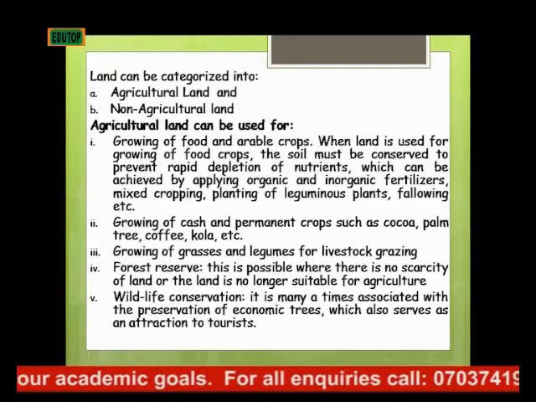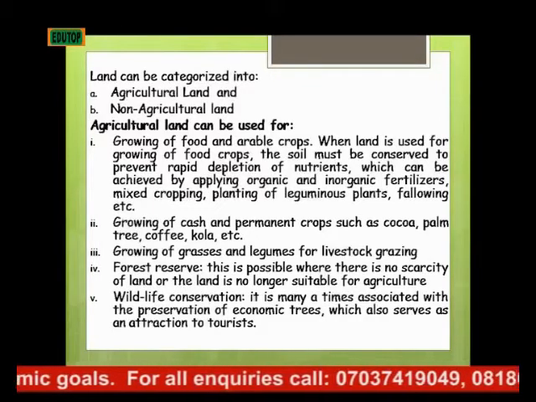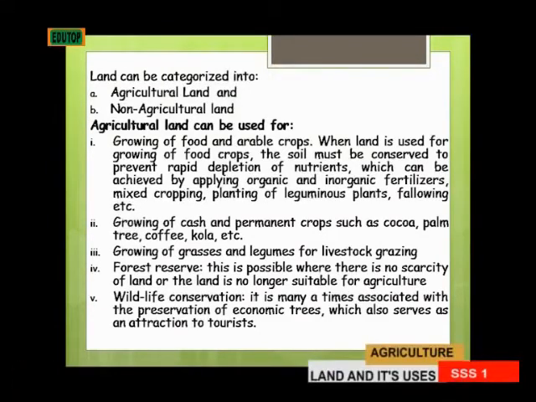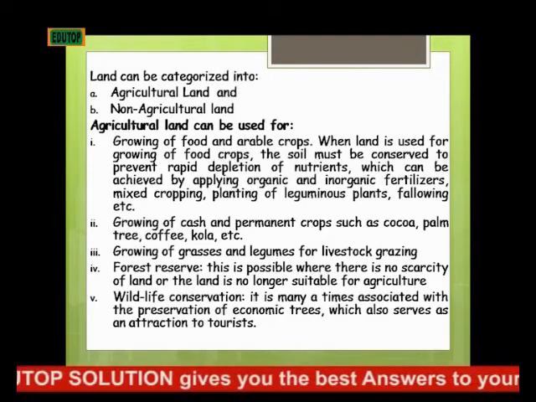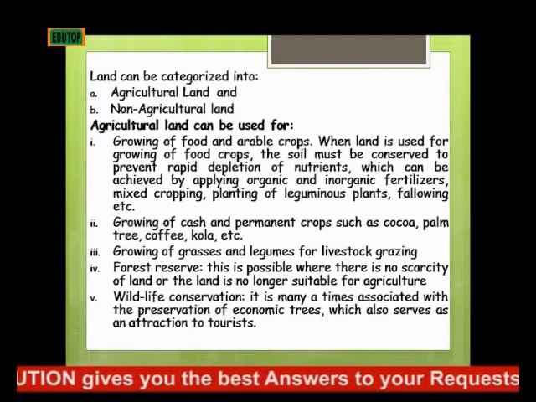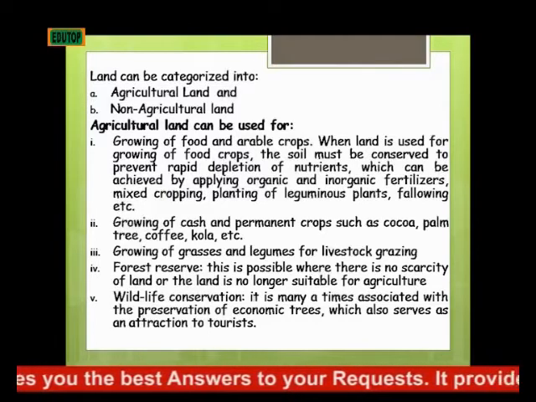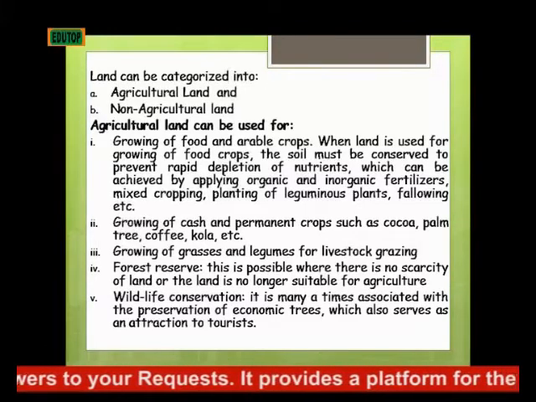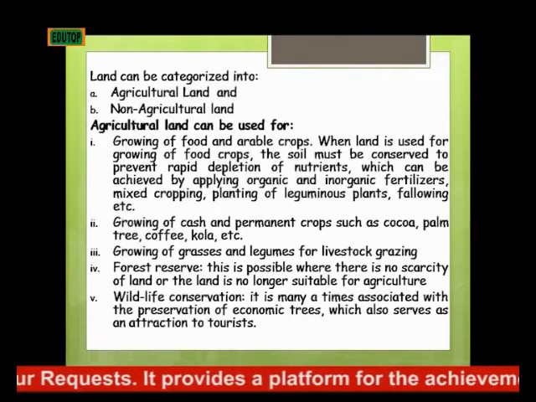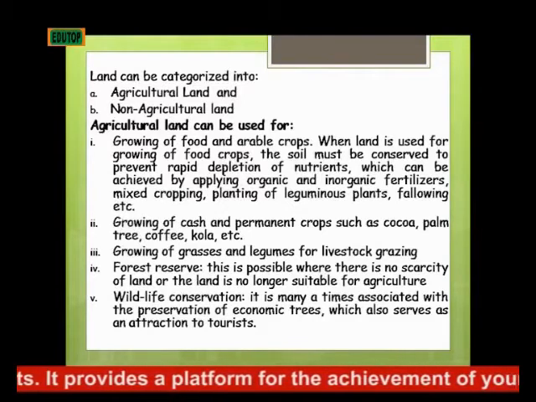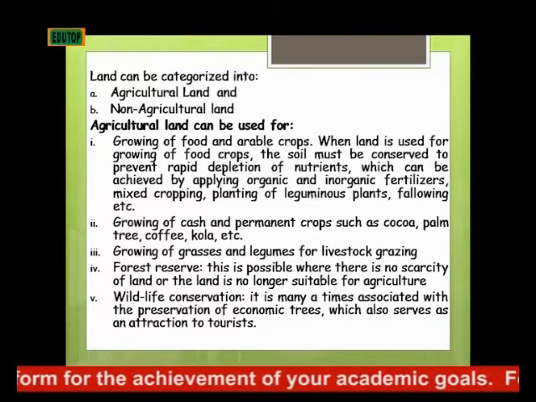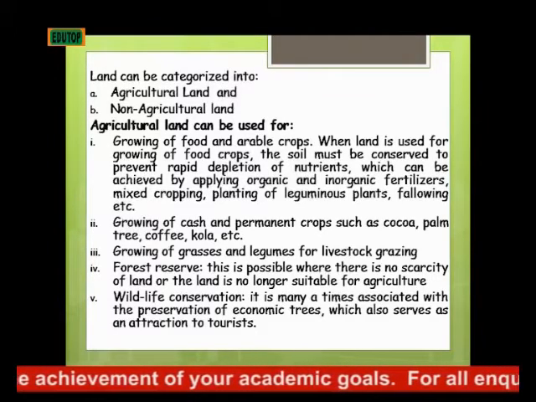Then agricultural land can be used for growing of cash crops and permanent crops such as cocoa, palm tree, coffee, kola, and other perennial crops like that. And then agricultural land can be used for growing of grasses and legumes for livestock grazing. Then the fourth use of agricultural land is for forest reserve. This is possible where there is no scarcity of land or the land is no longer suitable for agricultural purposes.